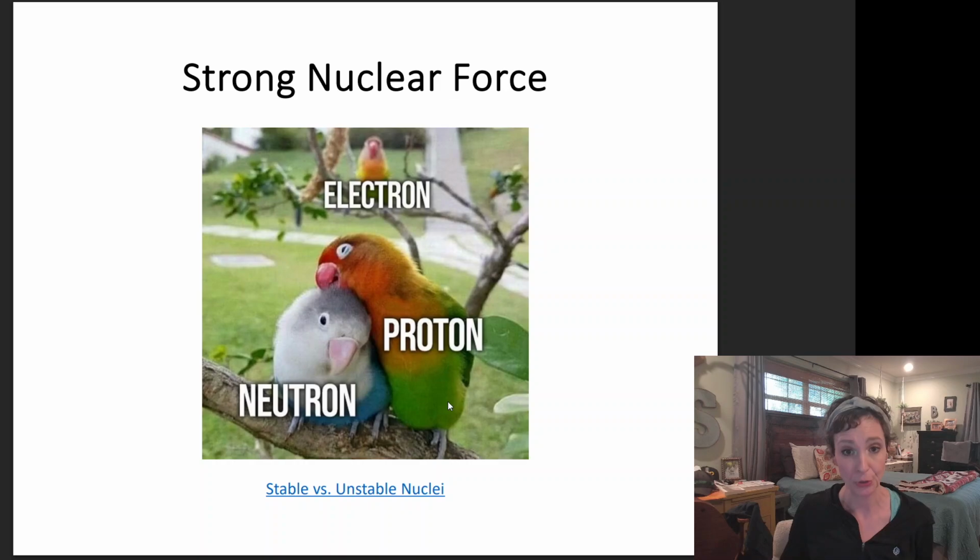So looking at my cute little cartoon, I have my proton and my neutron, and they're held in with that strong nuclear force. And my little electron, he's just out here chilling in the electron cloud. So that's what makes a nucleus stable. But what's cool is what happens when the nucleus is unstable and what conditions lead to that.